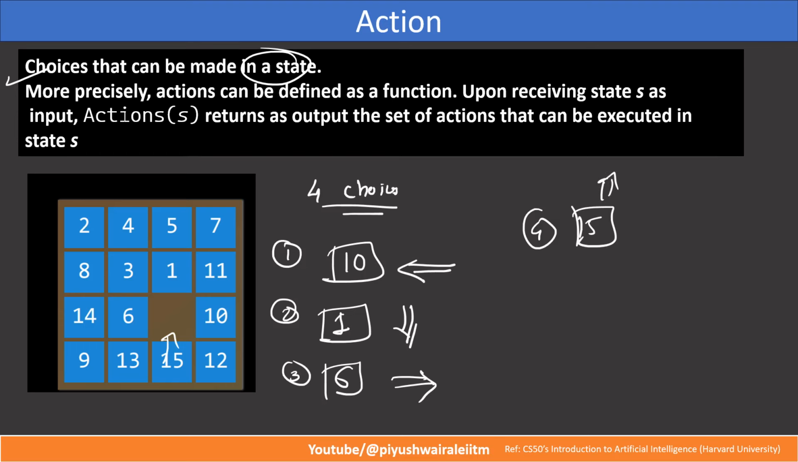More precisely, actions can be defined as a function for that particular state. Upon receiving a state S as input, the function returns as output the set of actions that can be executed in that state. So whatever actions we need to perform, we need to define them, and once we do an action on this particular state, we get a new state. I hope you understand what an action is here: just the choices that the AI can make. What are the possible actions that the AI can take for a given state? That's it.